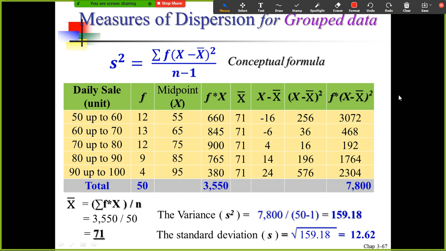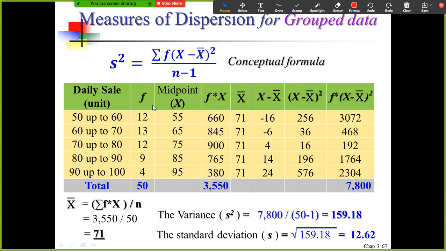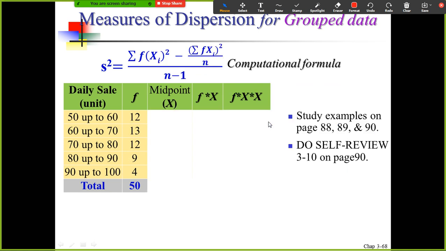How about the computational formula? Okay, look at this one. For the computational formula, you need to have a small table. You need to make 3 more columns. For conceptual, how many columns do you need to make? 1, 2, 3, 4, 5, 6. You need to make an extra 6 columns in order to compute variance by using the conceptual formula. But if you use the computational formula to calculate variance, we need only 3 more columns.